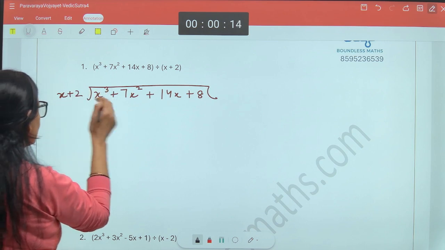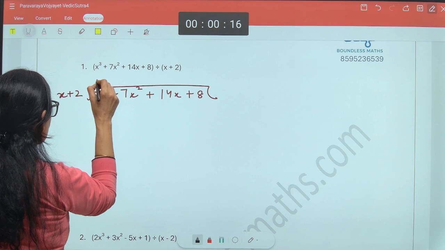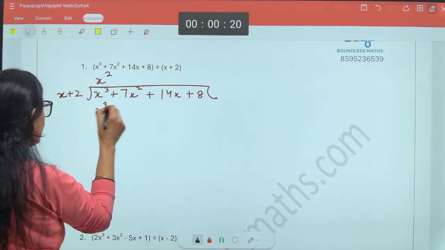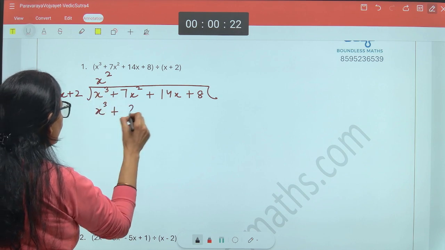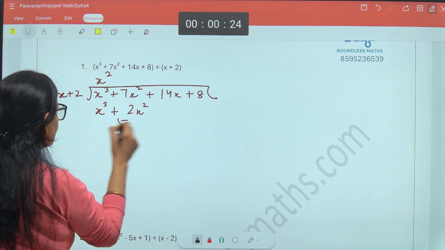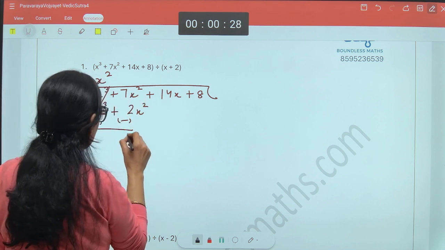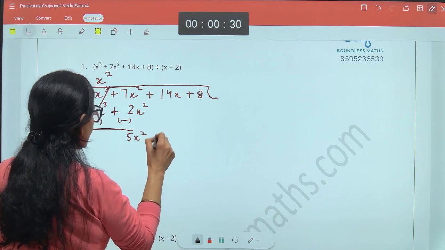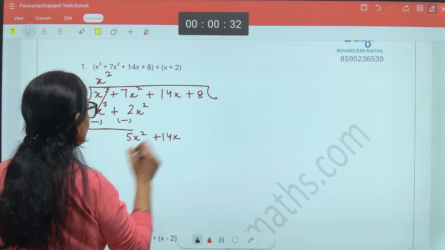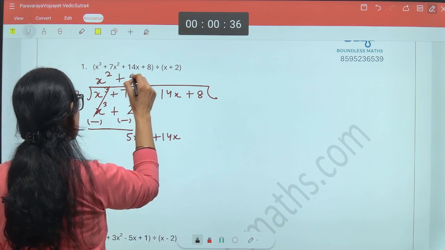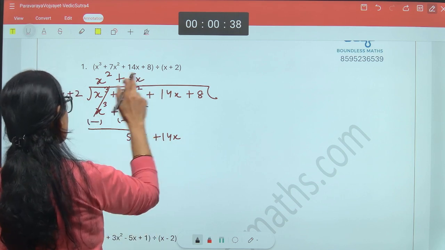You compare the first term of dividend with the divisor. So the first term of quotient will be x square into x is x cube plus 2x square, change the sign, this gets cancelled, 7 minus 2 is 5, so it is 5x square, bring down the next term, that is 14x. Now the next term of the quotient will be 5x, 5x square upon x is 5x.